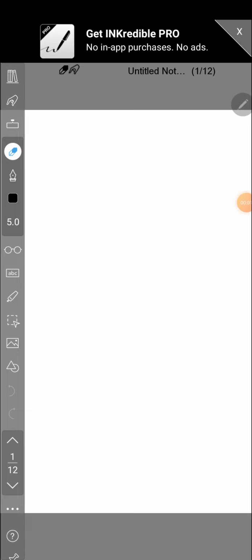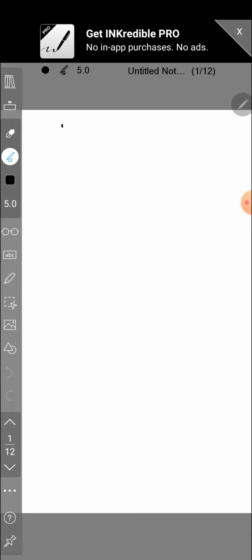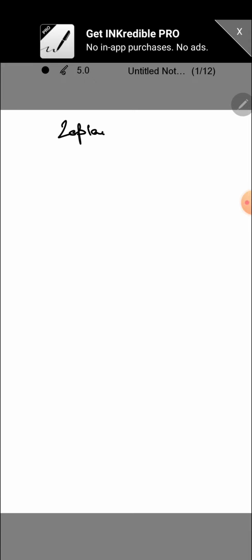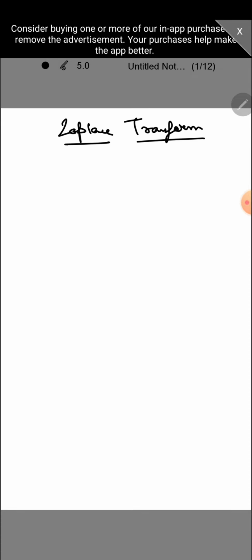So in this particular lecture, we're going to talk about Laplace transform. Clear? Laplace transform. So Laplace transform is kind of useful in solving differential equation problems, and it is basically kind of an operator which uses integration. So let us start with the definition first.